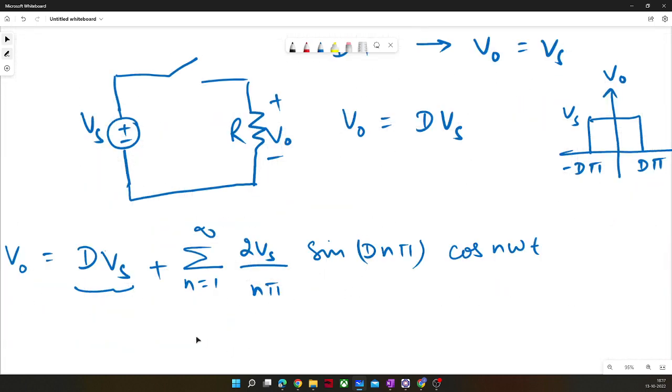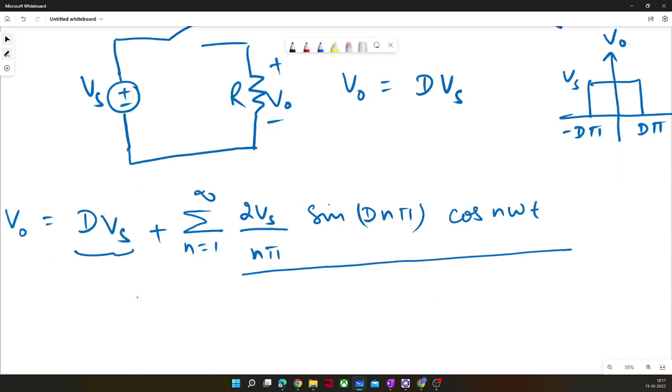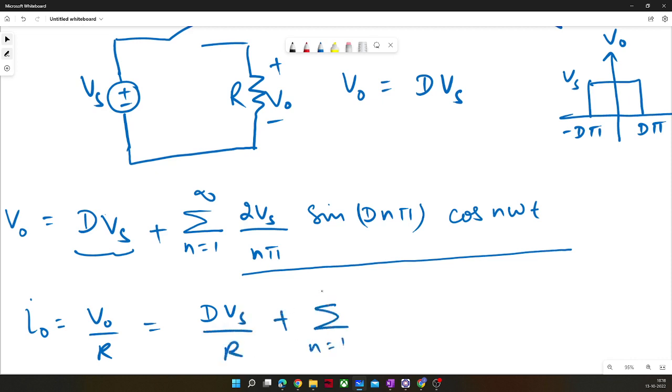So I hope it is clear. Now I will go ahead and write the current at the output. So current would be V naught by R, and that would be dVs by R plus summation n is equal to 1 to infinity, 2Vs by pi R, we can take it outside because this is a constant value, and 1 by n sine dn pi cos n omega t.